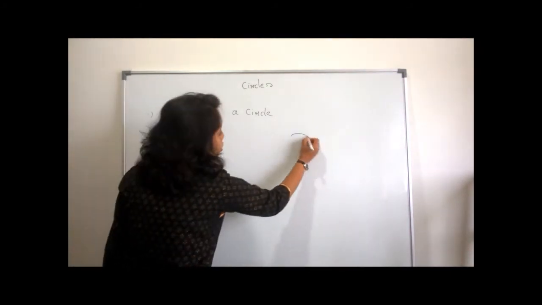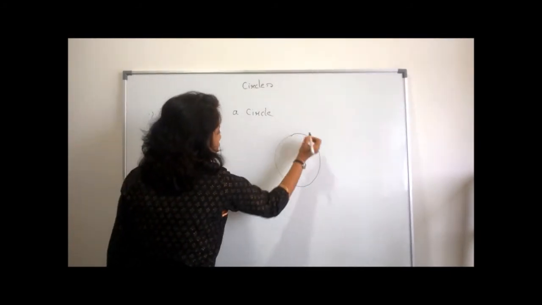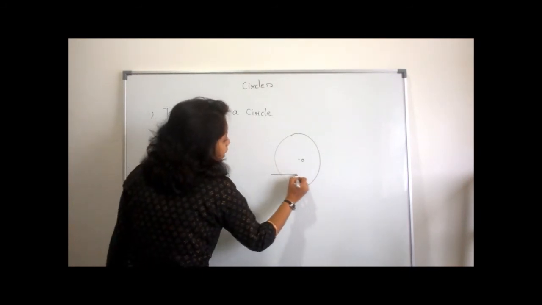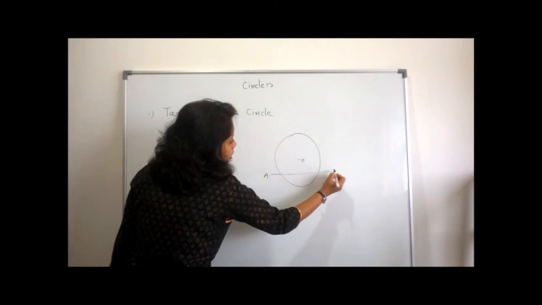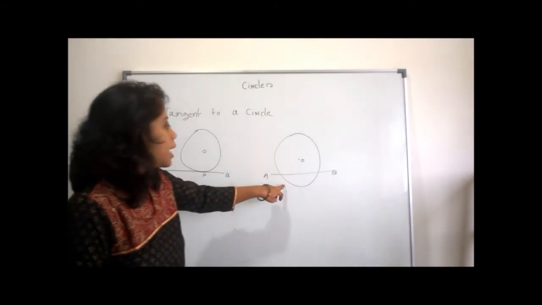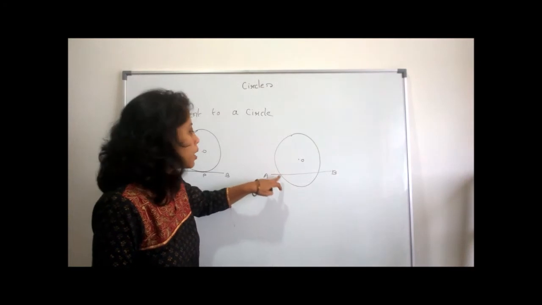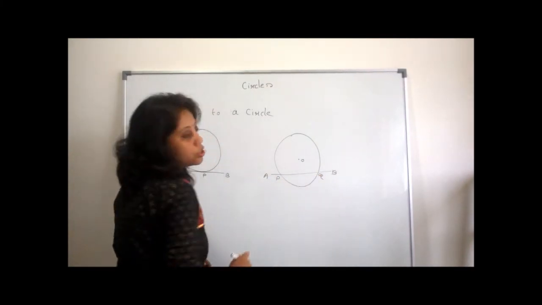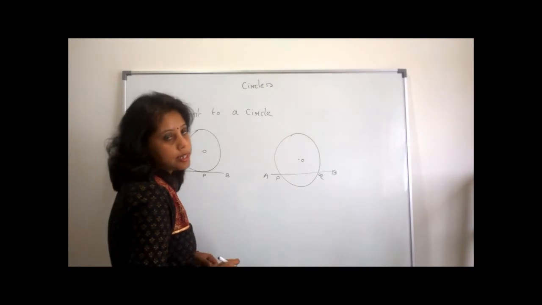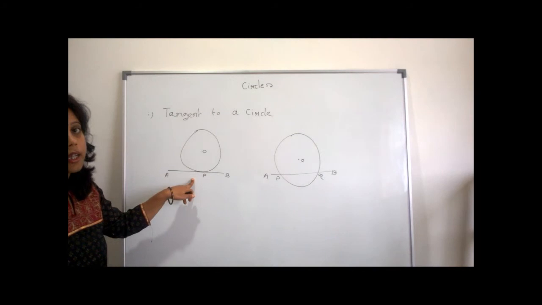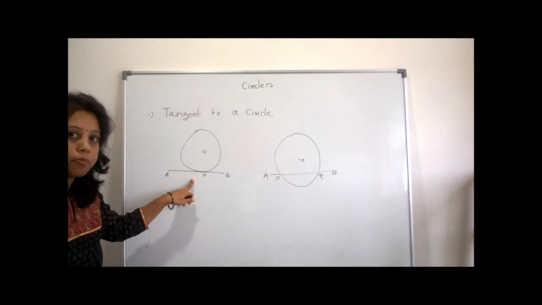If we draw the circle with center O and the line AB in that way, is it a tangent to the circle? It touches the circle in 2 points. You can see that it touches the circle in 2 points. So this is not a tangent to the circle. A tangent always touches the circle at just one point.